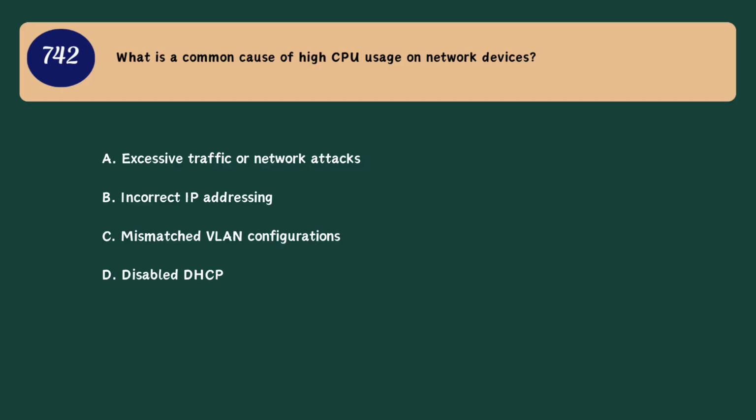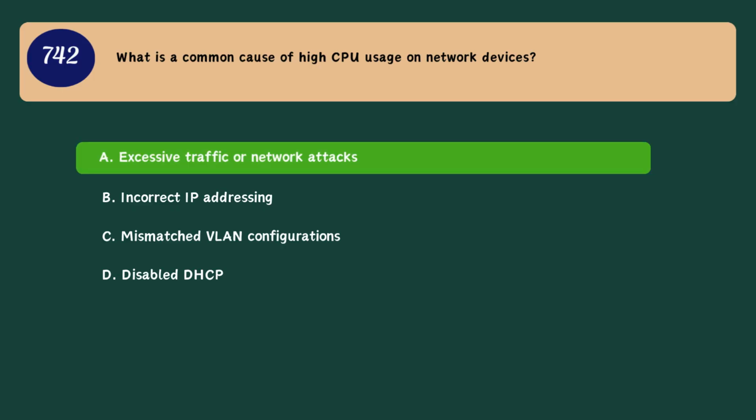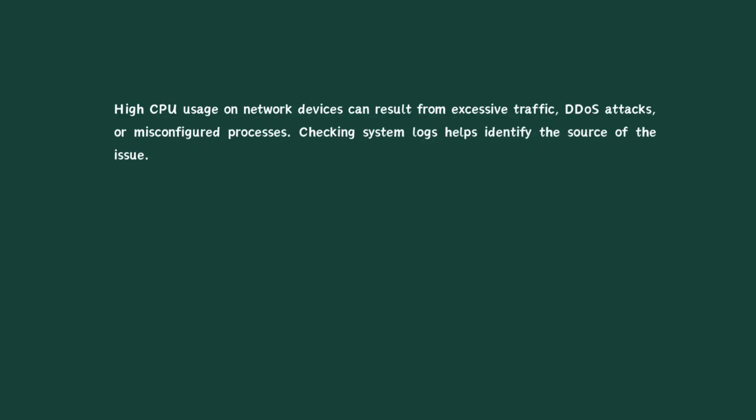Correct answer: A. Excessive traffic or network attacks. High CPU usage on network devices can result from excessive traffic, DDoS attacks, or misconfigured processes. Checking system logs helps identify the source of the issue.